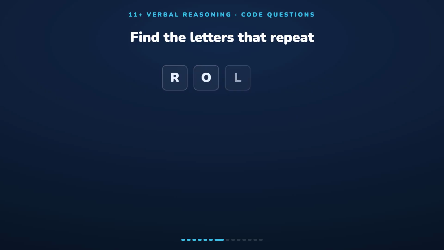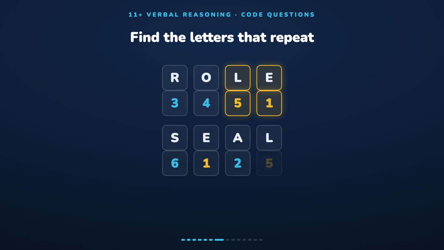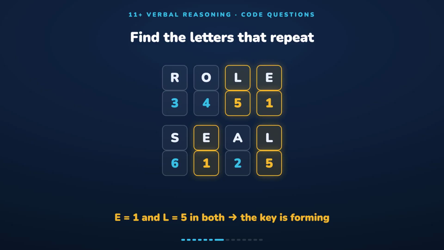Now the second family, letter to number codes. Each letter's swapped for a number, and here's the key point: the number is random. It's got nothing to do with where the letter sits in the alphabet. You're given a few words with their codes and asked to crack a new one. The trick is to line the code under the word and hunt for letters that appear in more than one word. We're told roll is 3, 4, 5, 1 and seal is 6, 1, 2, 5.